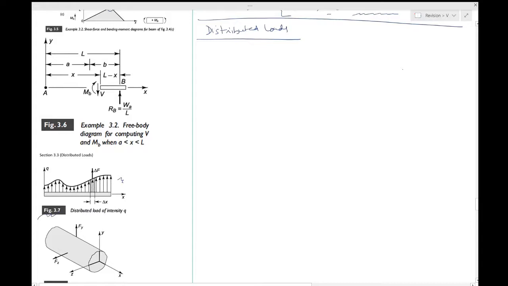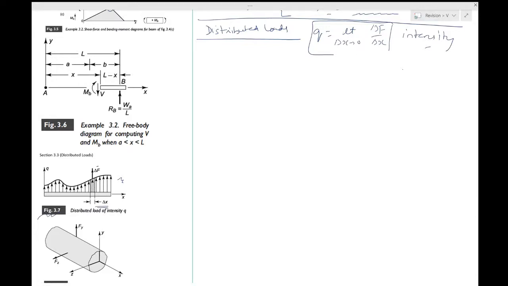So let the total force on a length delta x be denoted by this delta F symbol. Okay, the direction is shown. The intensity of the loading is given by q equal to the limit as delta x tends to 0 of delta F by delta x. This is what is called the intensity of loading, and it has the dimensions which you can easily find out: force per unit length.